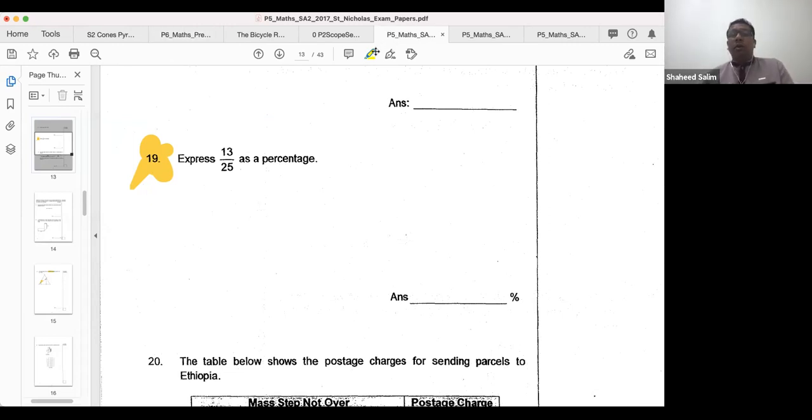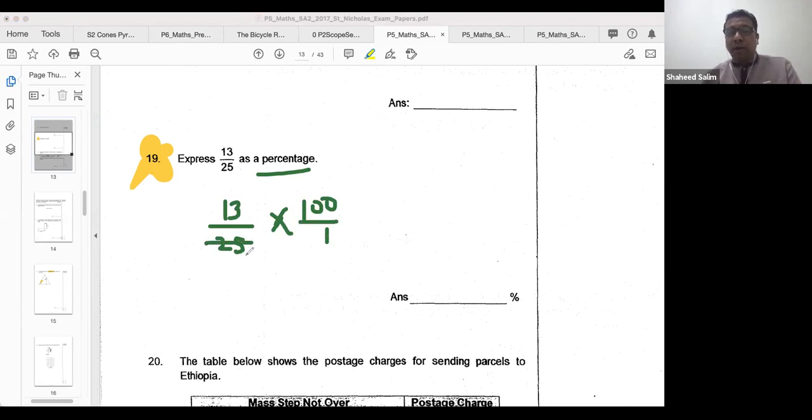Okay, very simple. Whenever you have a fraction and you want to change it to a percentage, just times by 100. Finish. You times by 100, you will get the percentage. Divide by 25, you get 1. Divide by 25, you get 4. You try to memorize. 13 times 4, 52.